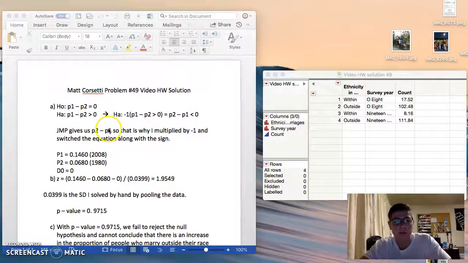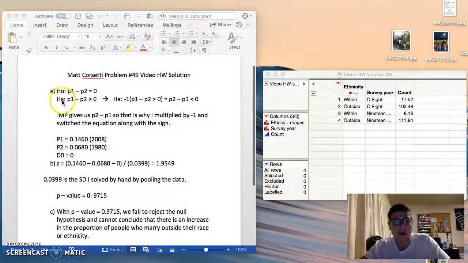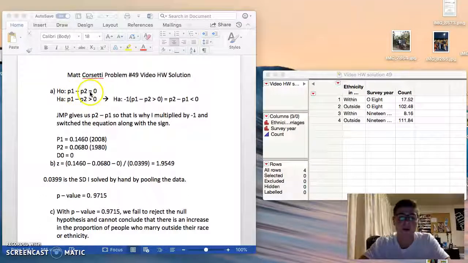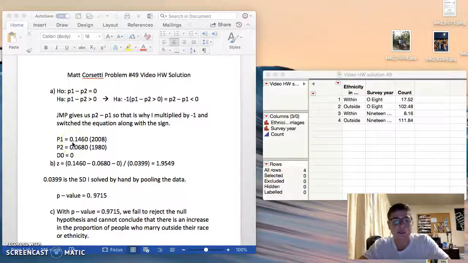Alright, to start off this problem, we have the null and alternative hypotheses. So the null hypothesis is P1 minus P2 equals 0. P1 represents 0.1460 in the year 2008. P2 represents 0.0680 in the year 1980. The alternative, we have P1 minus P2 is greater than 0.